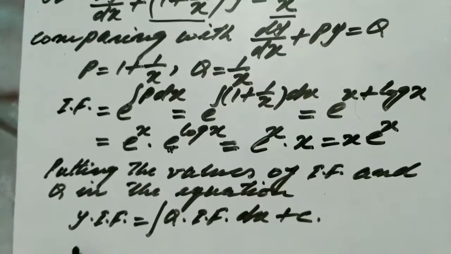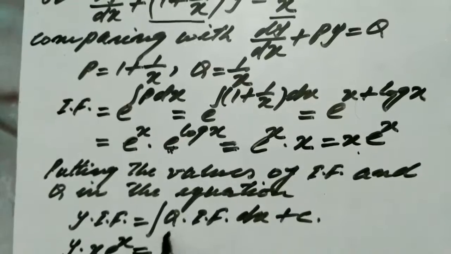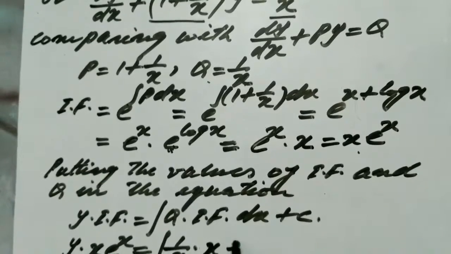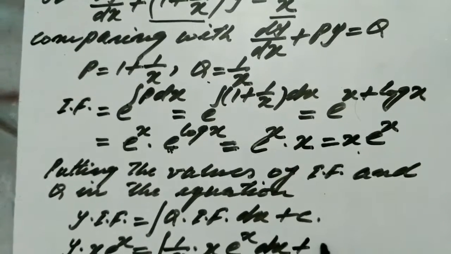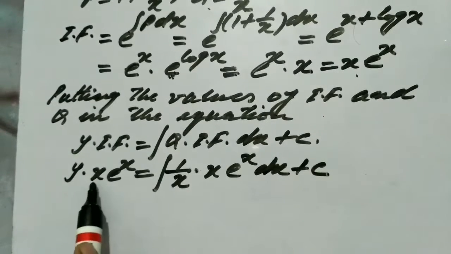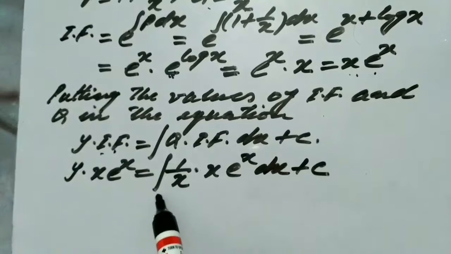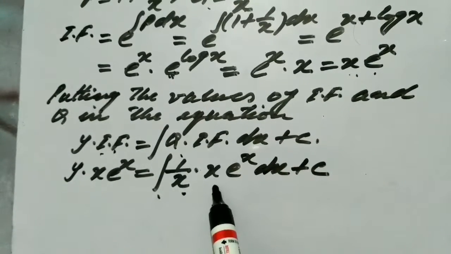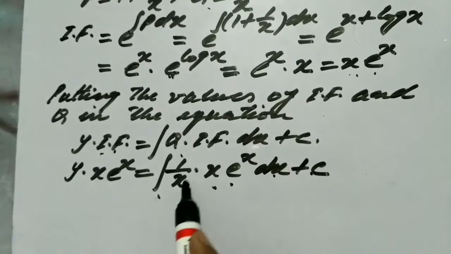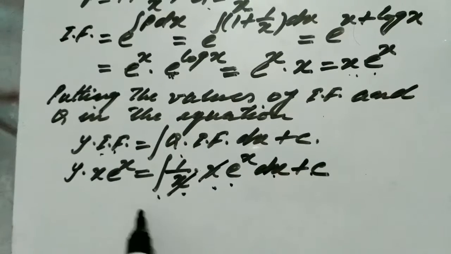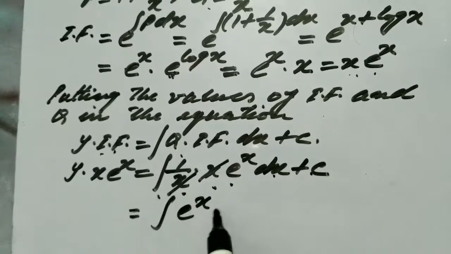So substituting the values of the integrating factor and q, we have y into the integrating factor x e raised to the power x is equal to integral, and the value of q is 1 upon x, integrating factor x e raised to the power x as it is, dx plus c. Now clearly these two x are cancelled with each other, and we have only integral e raised to the power x dx plus c.